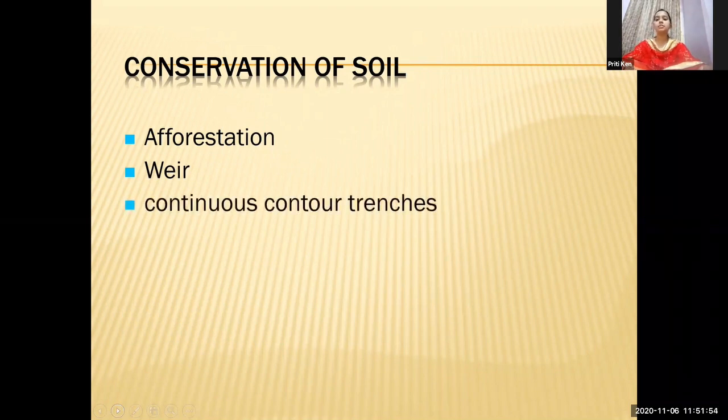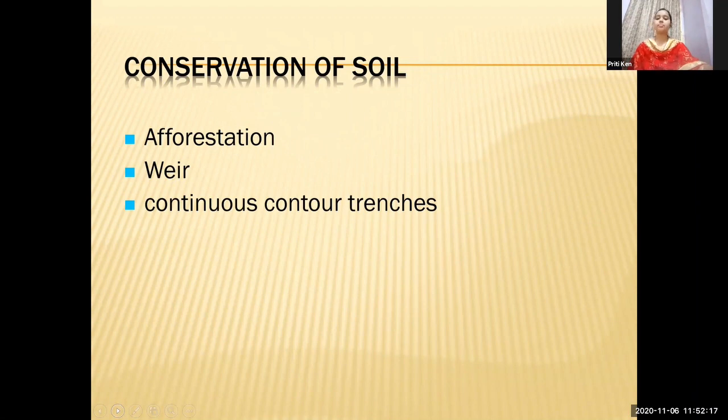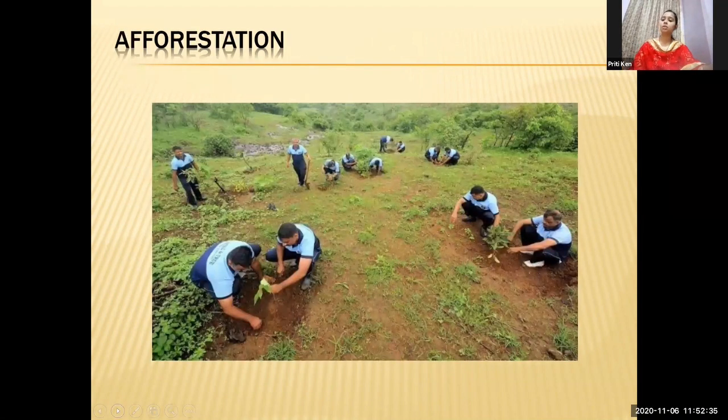Continuous contour trenches. What are continuous contour trenches? As we have seen, in hilly regions we are making some binding so that we can conserve and percolate water. Rainwater should percolate into the ground. For that, we are making continuous contour trenches. Now see the next one, contour bunding. Contour bunding is nothing but stopping the way of water to help the water percolate into the earth or the ground. That is known as contour bunding.